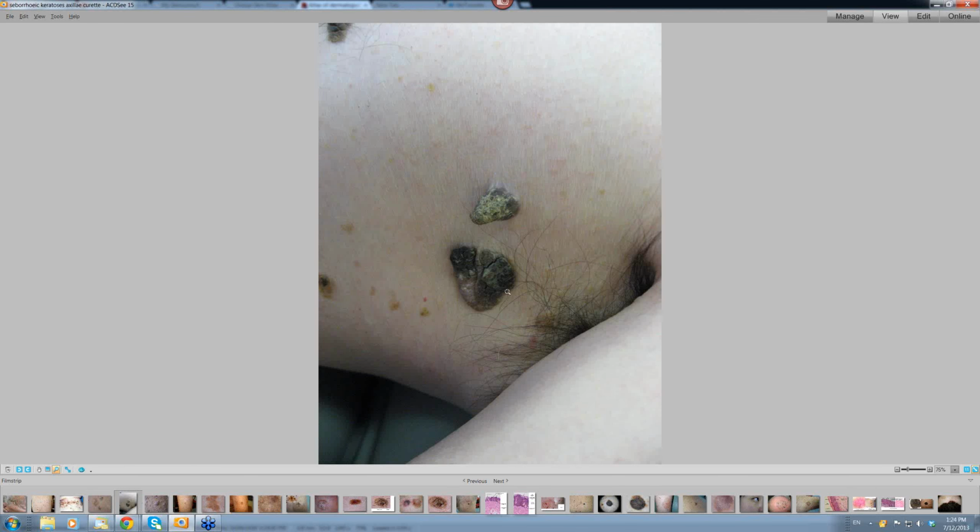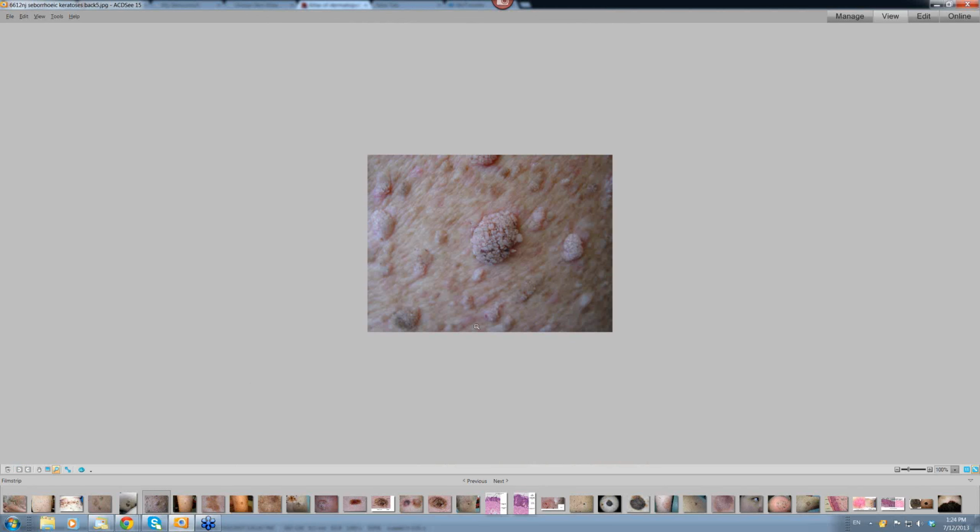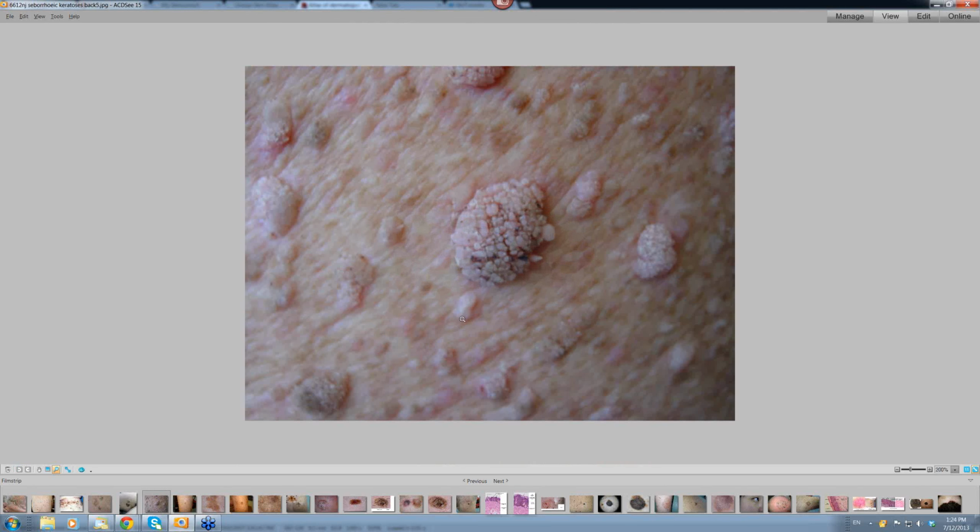Some of them, though, can be quite thick, and they can be quite dark as well with all this thick build-up of keratin. See the various sizes, though, of seb ks that this patient has. Sometimes you have a verrucous seborrhoeic keratosis, very wart-like. Many of these are showing that in this particular patient.